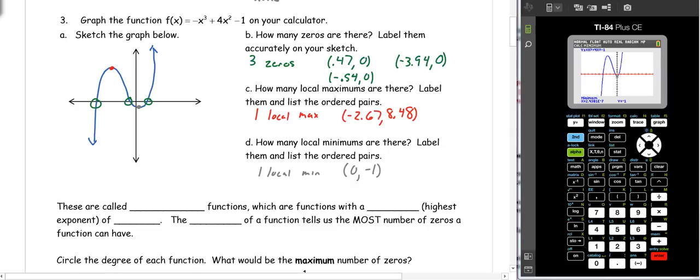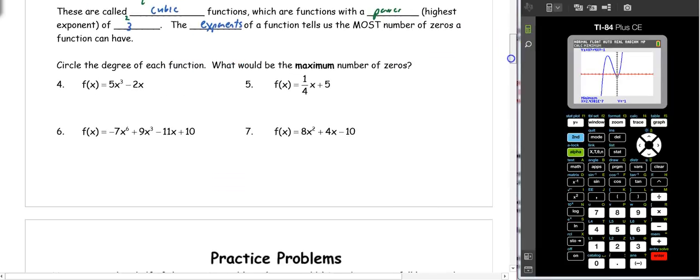So the first two functions that we had were called quadratic functions. And a quadratic function is always going to have the highest power or exponent of 2. The last graph that we did was a cubic and it has the highest power of a 3. The highest power or exponent of a function is going to tell us the number of zeros that we can have. So based on the highest exponent, that's how many zeros each function can have.